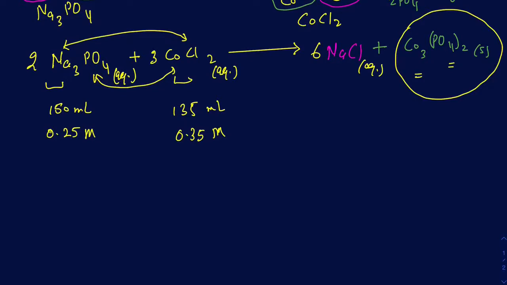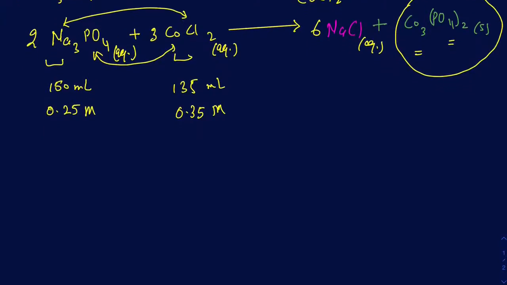In this particular case, since we have two reactants, I don't know which one of them is going to be the limiting reactant. Whichever makes the smallest amount of cobalt 2 phosphate is actually going to be your limiting reactant. So we have to do calculations using both of those one by one. Let's start with sodium phosphate.